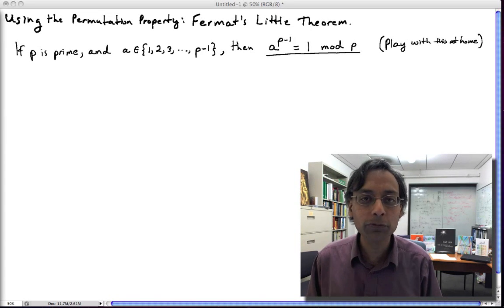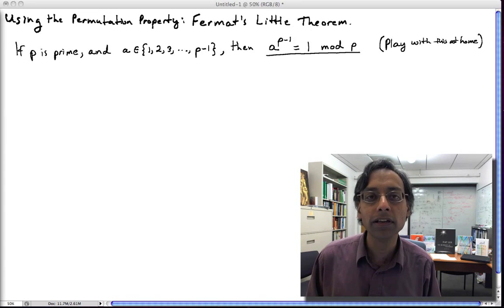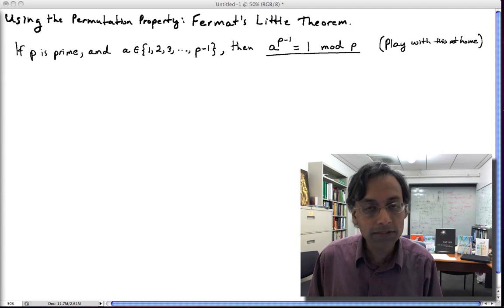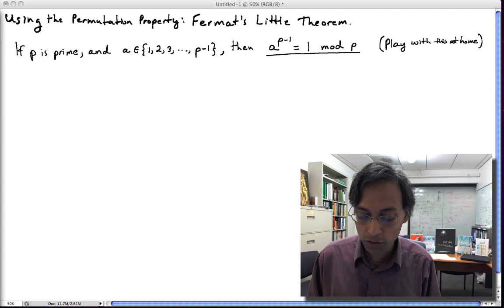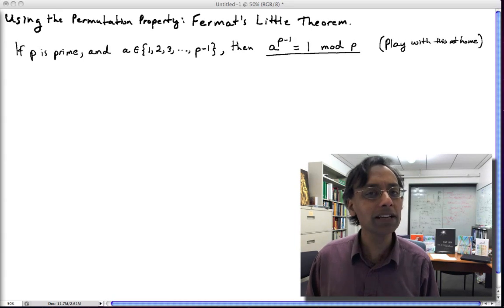Okay, now that we've worked and gotten this permutation property, let's get a payoff for it. Let's prove a theorem that's very interesting. It's called Fermat's little theorem. And what Fermat's little theorem says is something that's pretty surprising, actually.